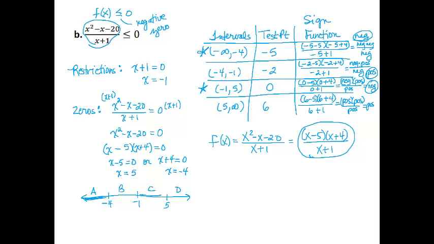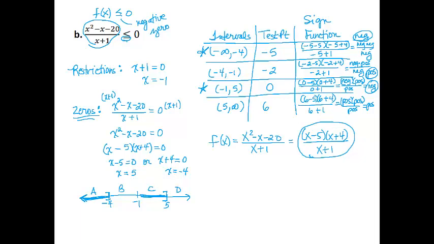So we're going to shade intervals A and C. Now, what about our endpoints? Can we include them? We can include where that function takes on the value of 0. It takes on the value of 0 at its zeros of 5 and negative 4. So 5 is included, we can put a bracket, and negative 4 is included.